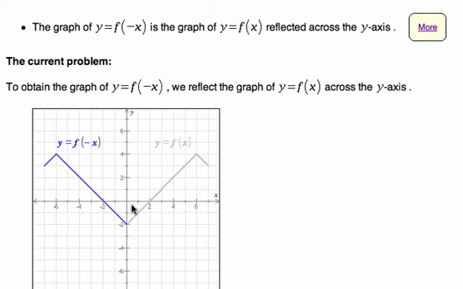6, 4 becomes a -6, +4. 7, 3, change the x. X becomes a -7. Y stays 3. And there's your reflection across the y-axis.